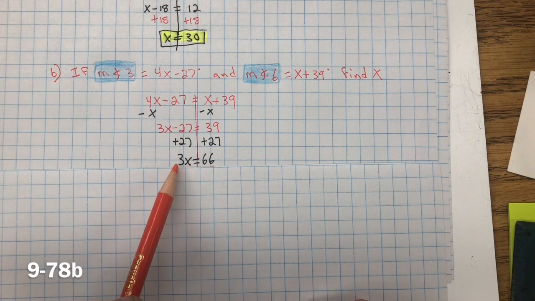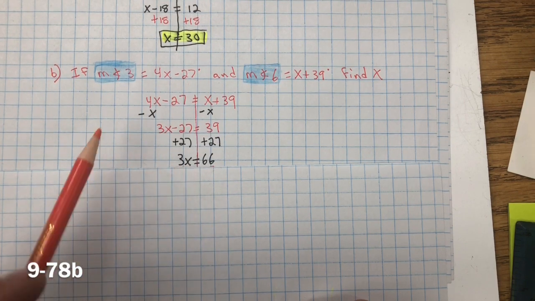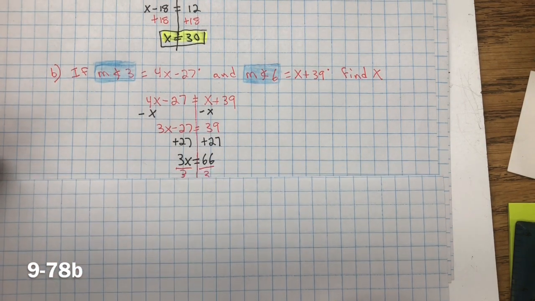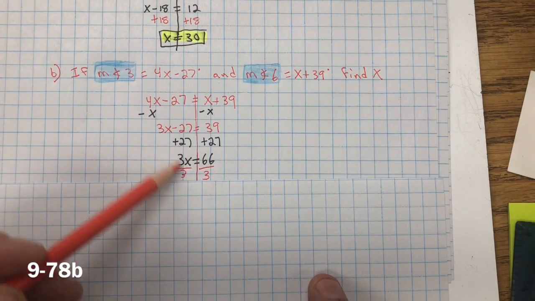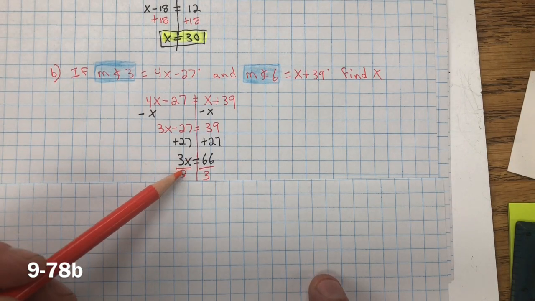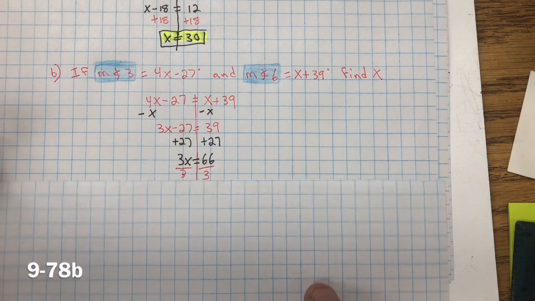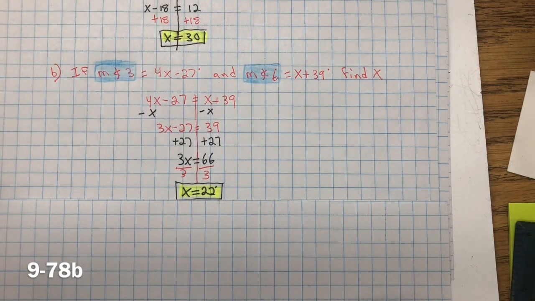Inverse property of multiplication, this is 3 multiplied by x, is division. This created the giant 1. 1 multiplied by x is just x. And 66 divided by 3 equals 22.